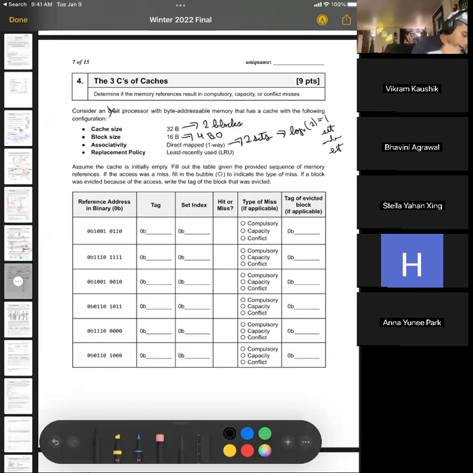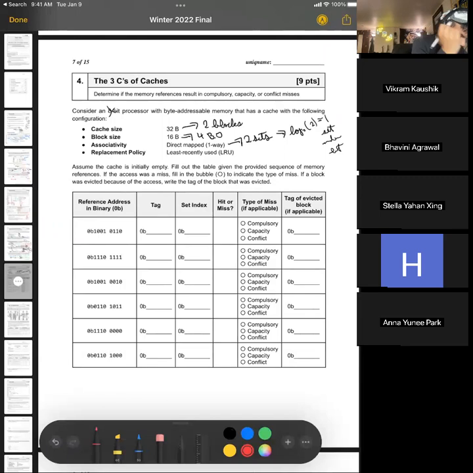So let's see what the question actually wants me to do. It says, assume the cache was initially empty. Fill out the table with the provided sequence of references. If it was a miss, fill in the bubble. Okay, so this is a pretty standard question. The first part of this question is essentially decomposing each of these addresses. The way I go about this is I like to just go through and decompose all of the addresses first.